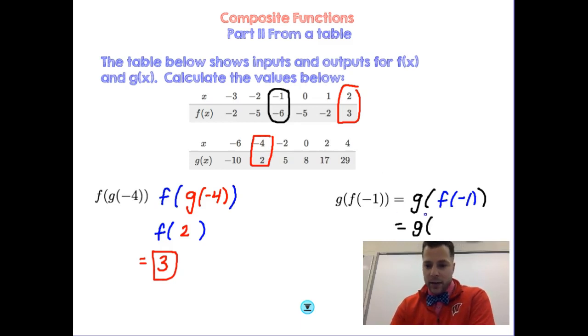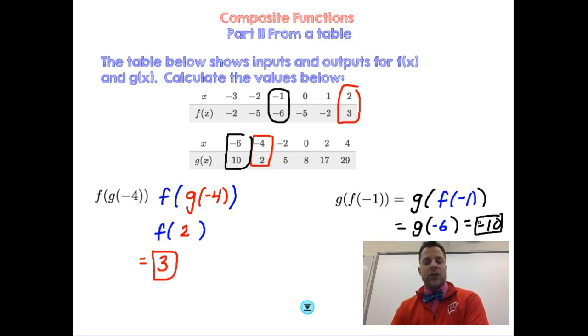So g of -6, we're going to run out of space here, so let's write it over here. We look at -6, and when we plug -6 into g of x, it spits out -10. So we know that g of f of -1 is -10. Let me show you just one more quick example and we'll be done.